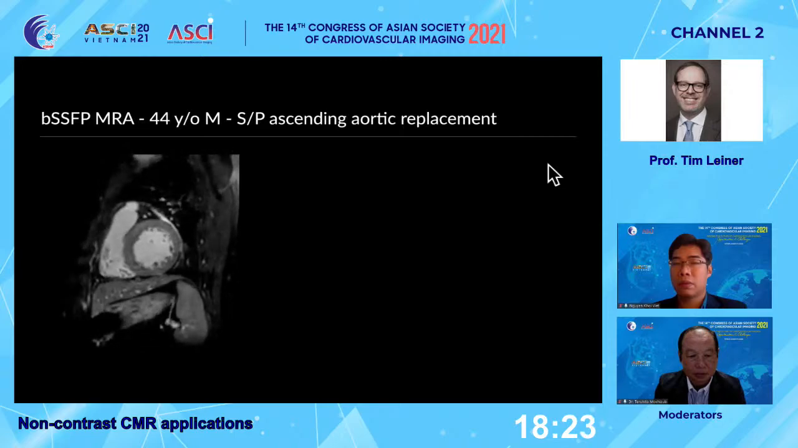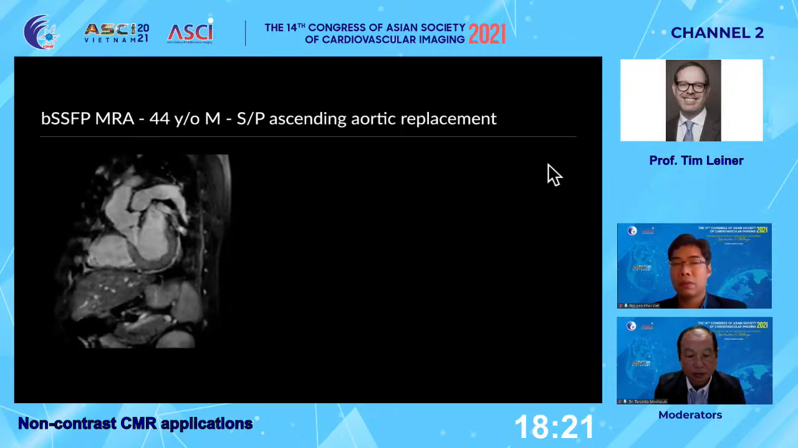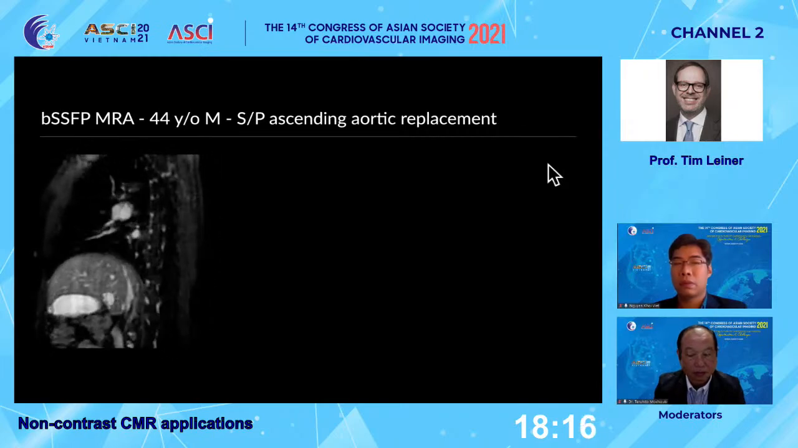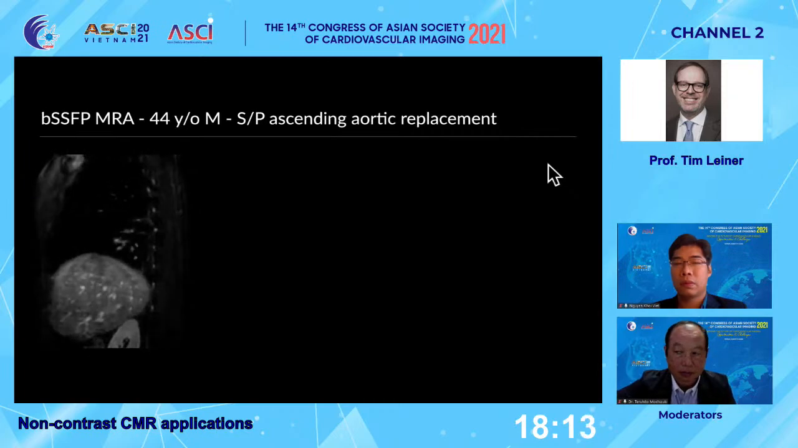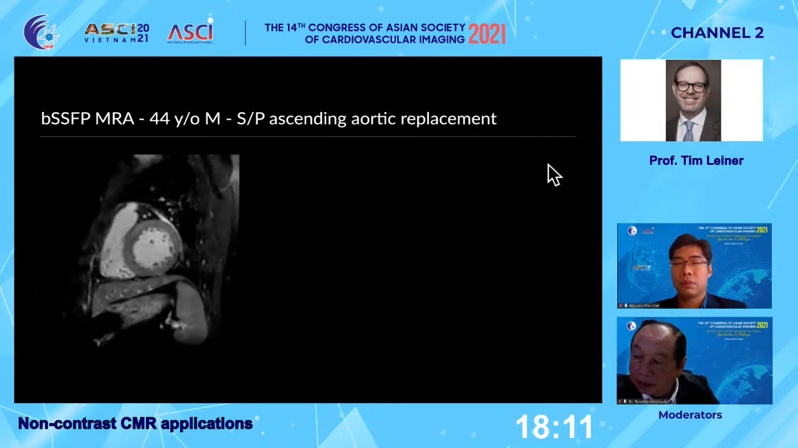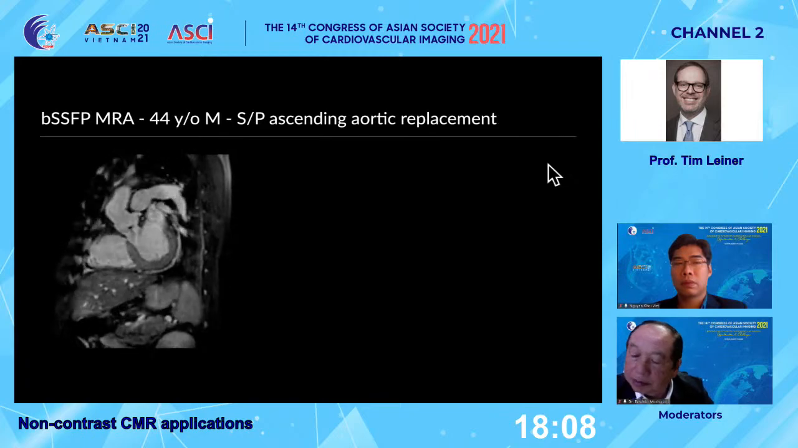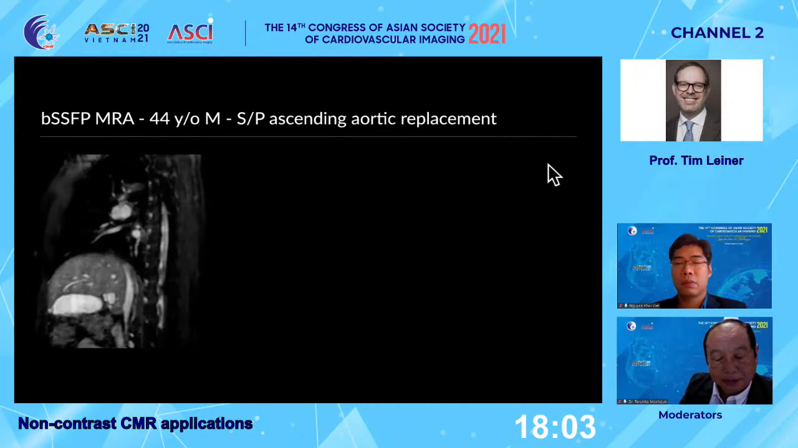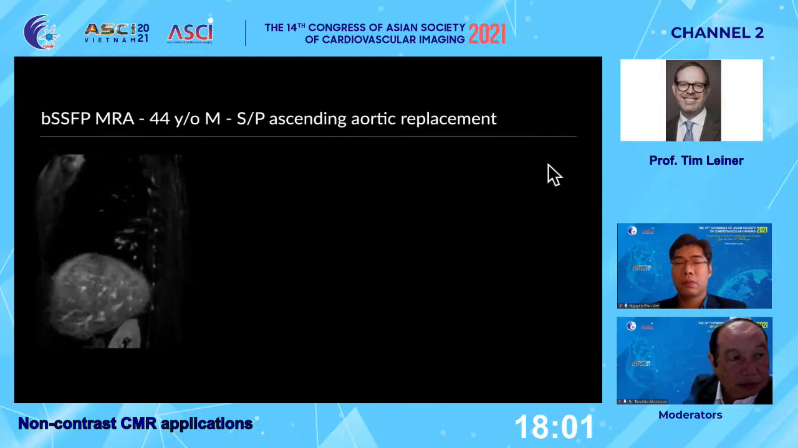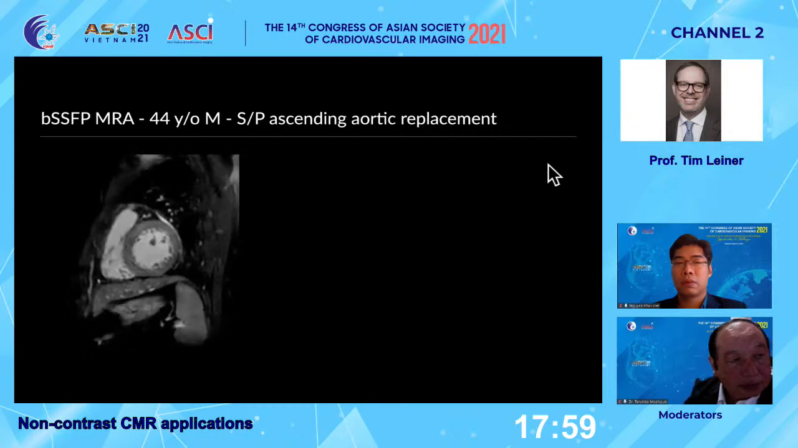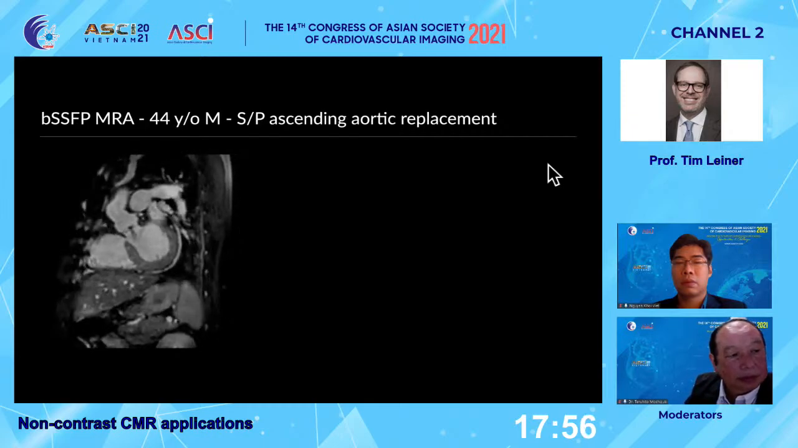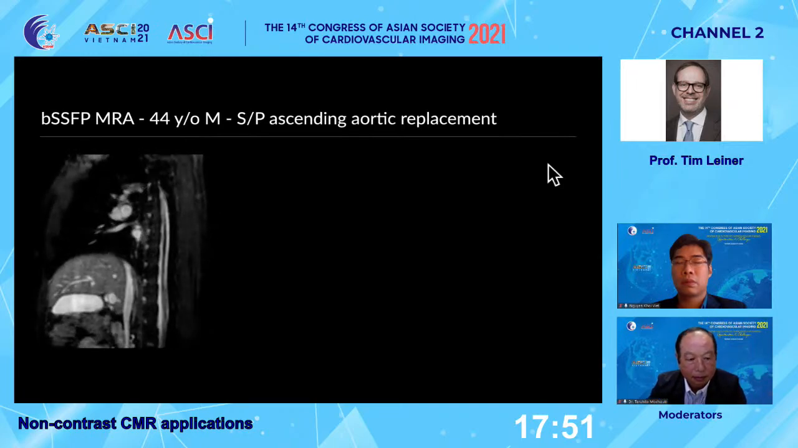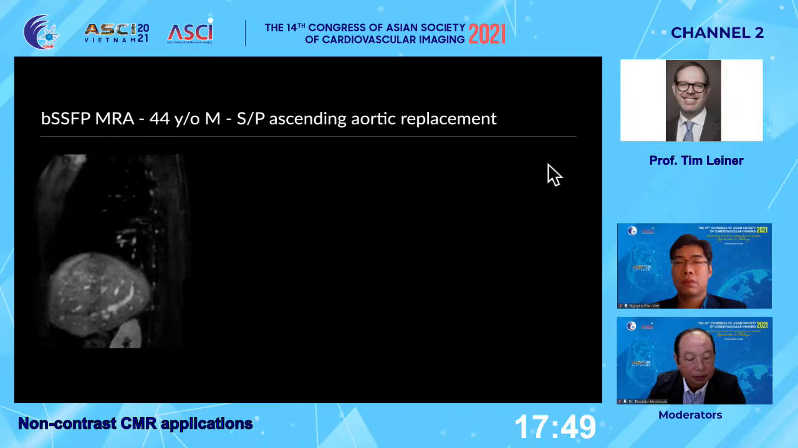Here's an example of this technique. This is a 44-year-old male status post ascending aortic replacement, and you can nicely see that the motion of the heart can be completely frozen, and the cardiac chambers, as well as the ascending aorta and the aortic root, as well as all the large vascular structures in the chest, can be depicted with high fidelity in 3D high spatial resolution, which offers ample anatomical detail for post-operative evaluation, or preoperative evaluation, if you will.